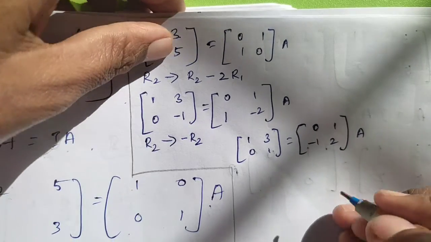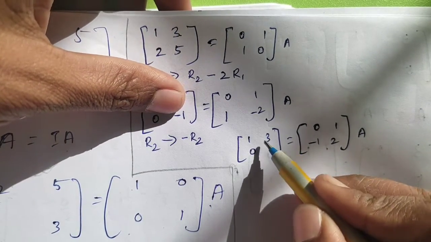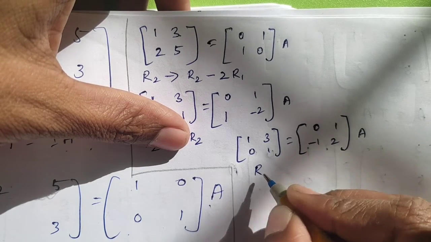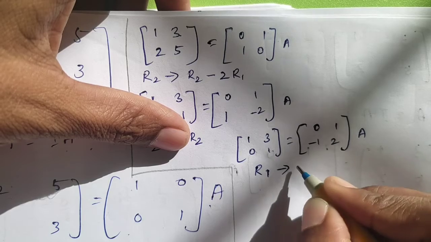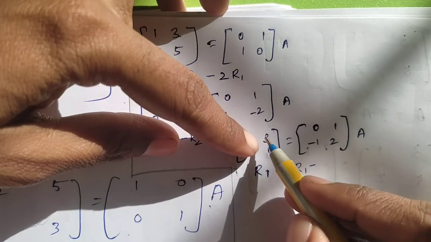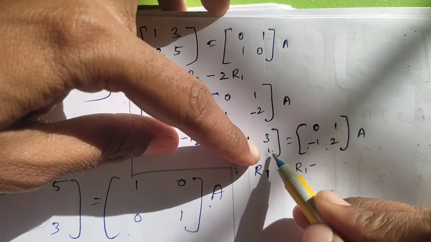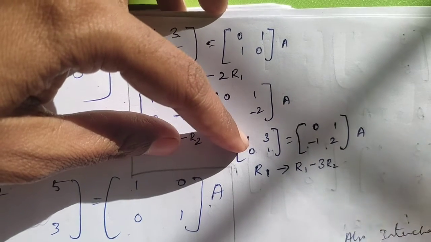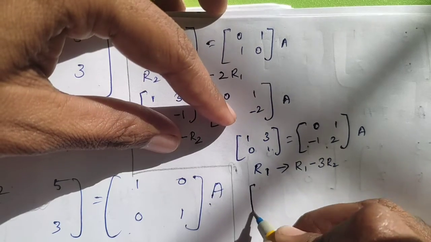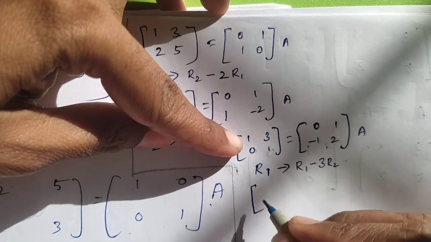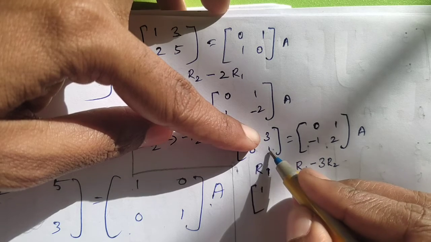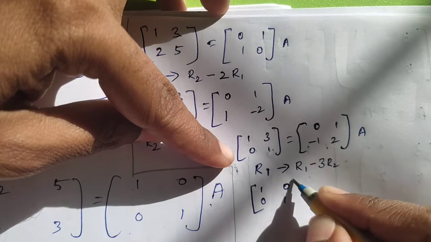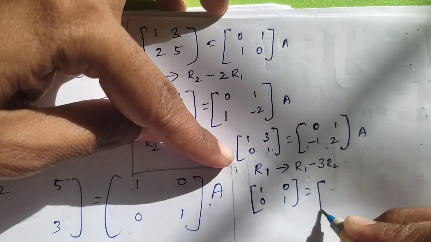What's our next thing is, you should make this element 0 with the help of R2. So R1 tends to R1 minus 3 minus 3 will become 0, so that I am multiplying this R2 by 3. So what is our matrix? 1 minus 0, so 1, 3 minus 3 into 1, so it will become 0. This as it is.